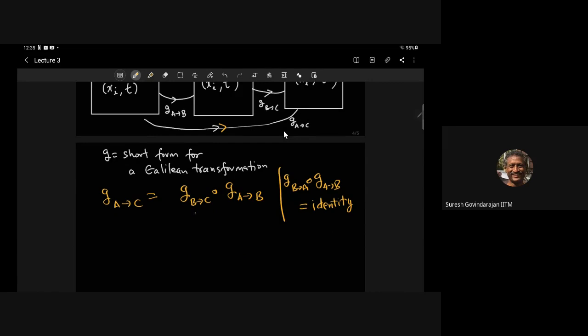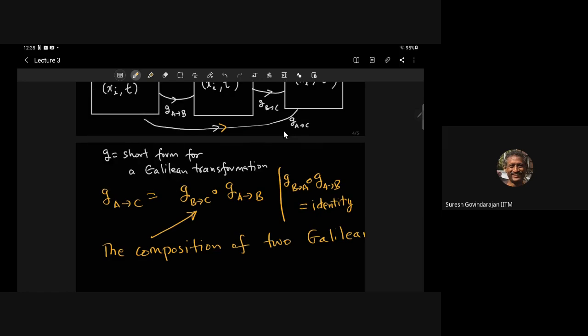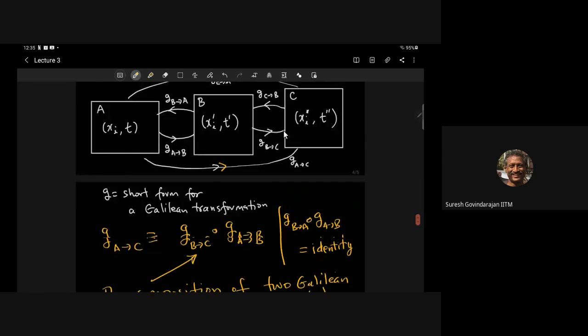What it's saying is that the composition of two Galilean transformations is another Galilean transformation. That's what this is saying. And it follows from this very, very physical observation.